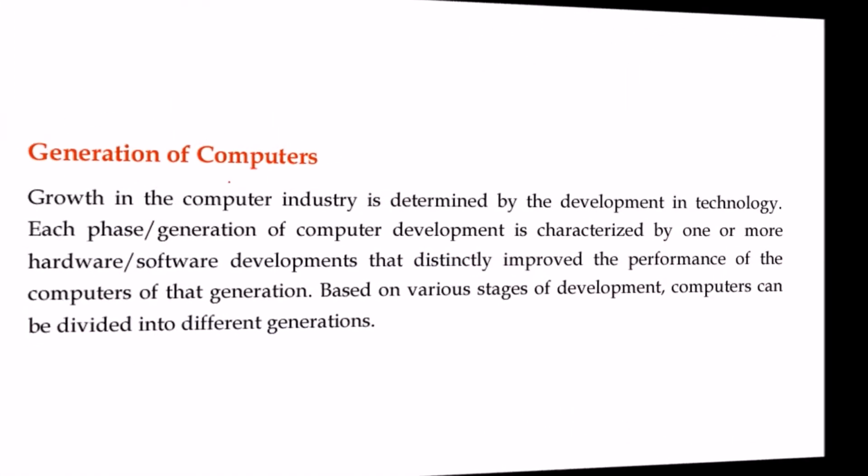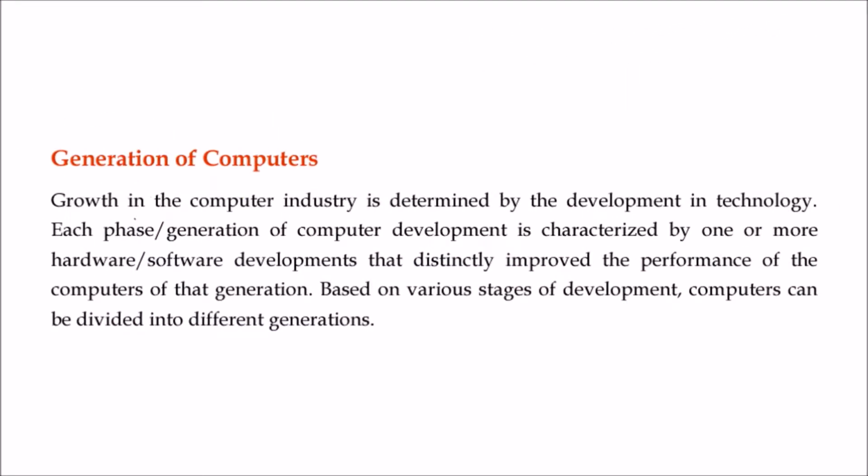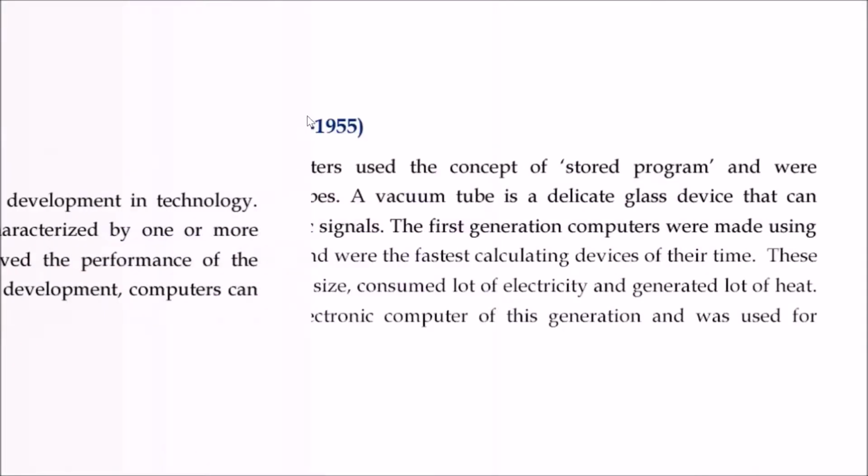Now we'll see the generations of computers. How has this generation come? This generation is characterized by some hardware or software development that has given a paradigm shift, or you can say it has given an immense improvement in the performance of the computer. And based on these stages, computers can be divided into different generations. We'll talk about these generations now.